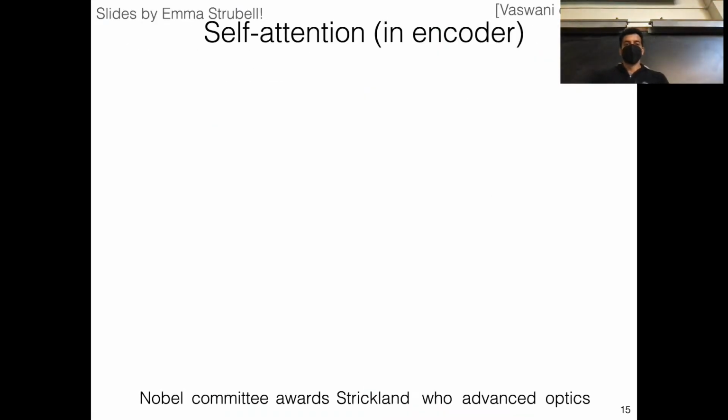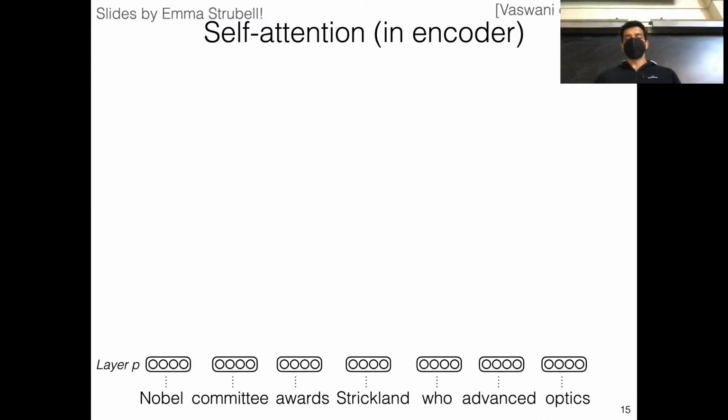Okay, so these slides are a representation of what's happening in the encoder, and hopefully they make everything that we discussed on the iPad more concrete. They were made by Emma Strubell, who got her PhD at UMass and is now at CMU as an assistant professor. So let's say our encoder, okay, I know this is in French. Let's just assume we're translating English to French now: Nobel Committee awards Strickland who advanced optics. So this is the sentence that we want to translate.